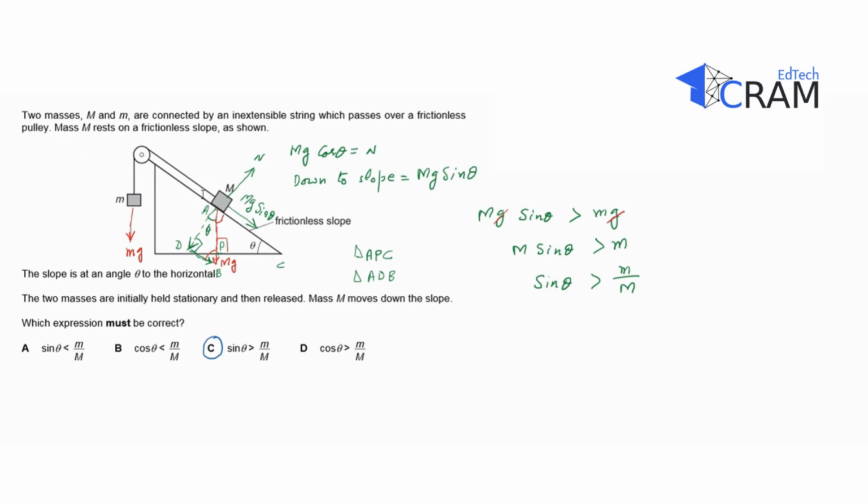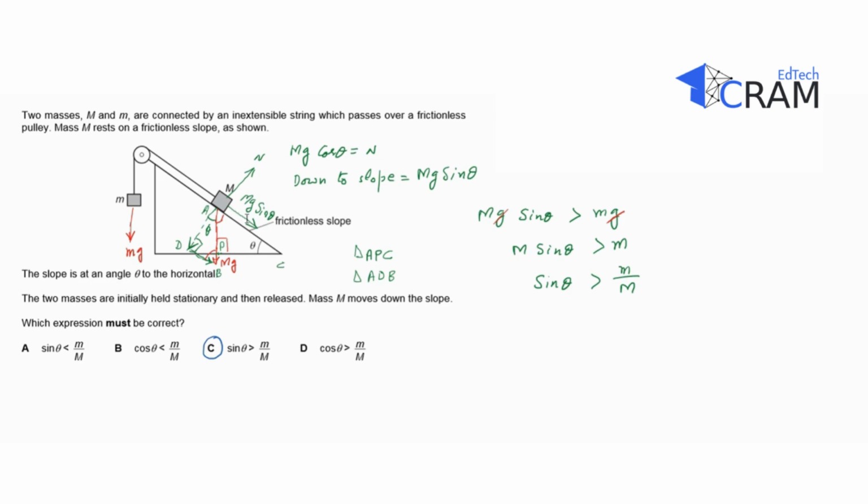Mass M, capital M here, rests on a frictionless slope as shown in the figure. The slope is at an angle theta to the horizontal. The two masses are initially held stationary, capital M at rest and small m also at rest, and then released. Mass M moves down the slope.